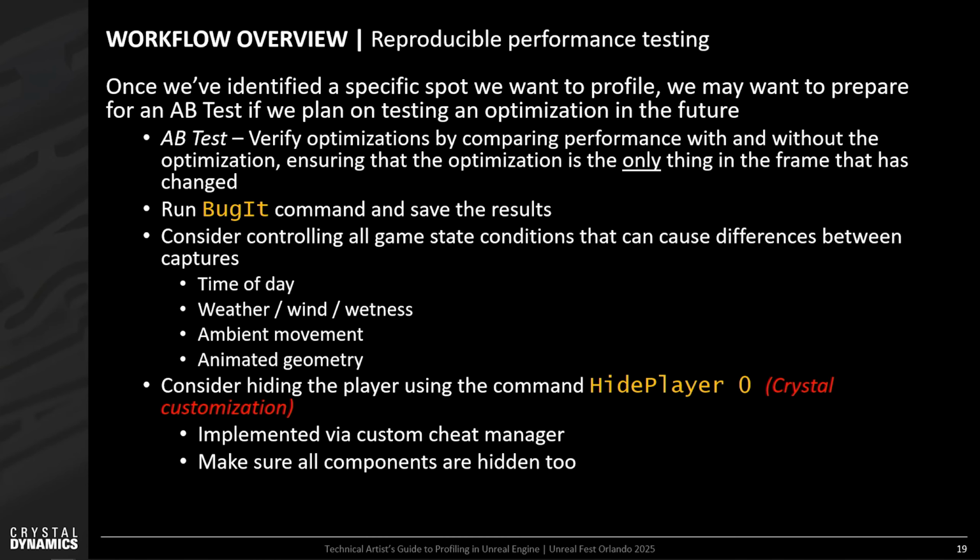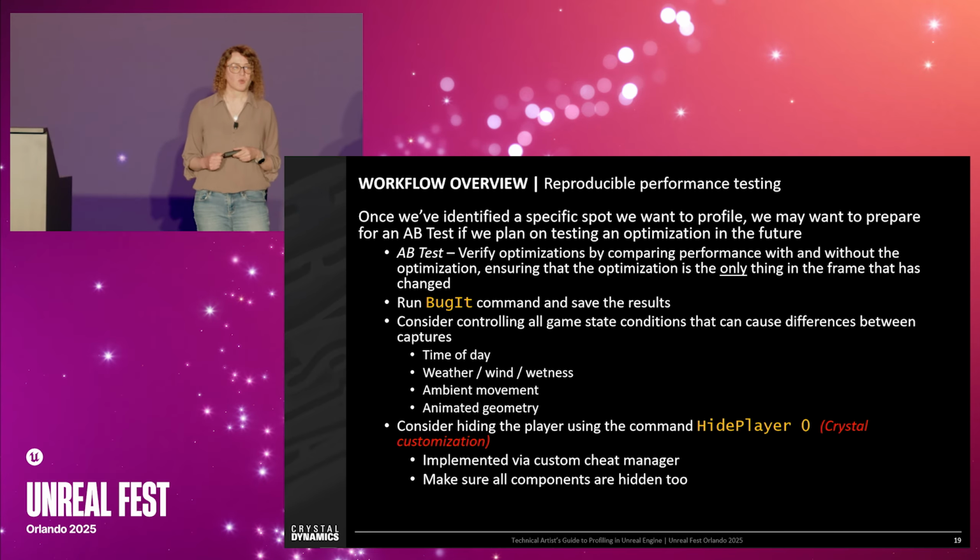So once we've identified the specific spot we want to profile, we may want to prepare for an A/B test if we plan on testing optimizations in the future. By A/B test, what I mean is verifying optimizations by comparing performance with and without the optimization, ensuring that the optimization is the only thing, or close to it, in the frame that has changed. A couple things you'll want to do to prepare for that: run the bug@go command and save off the results. That'll get both your position and orientation.